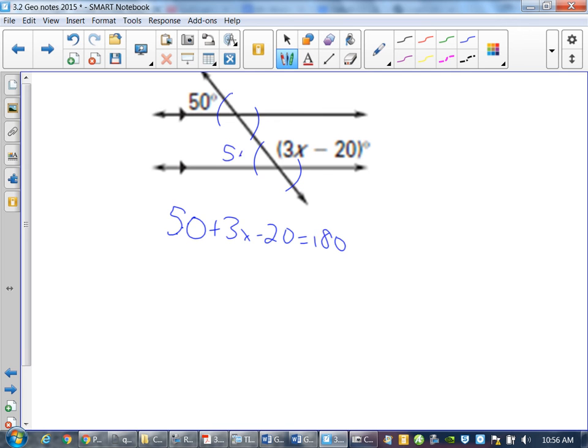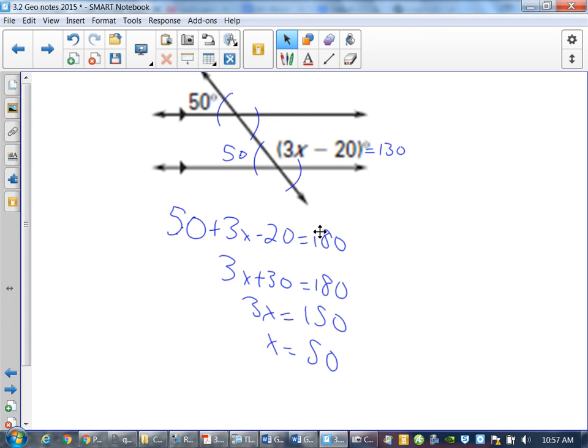What sometimes people will do is know that the supplement of 50 is 130, and they'll do that. Works the same way. So you have 3x plus 20 is 180. So 3x will equal 160. X is fixed. I actually get it.